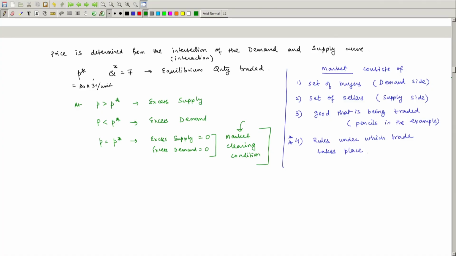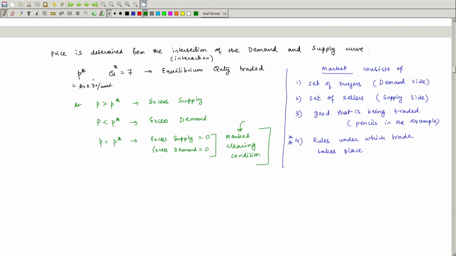So keep in mind that for a market, right? So, whenever you use the word market, there are these 4 things that you have at the back of your mind. You have the demand side of the market, which is people who are buying the good. You have the supply side of the market, which is the set of sellers. You have the good that is being traded, in this case the pencils, and finally, you have rules under which the entire trade is taking place.